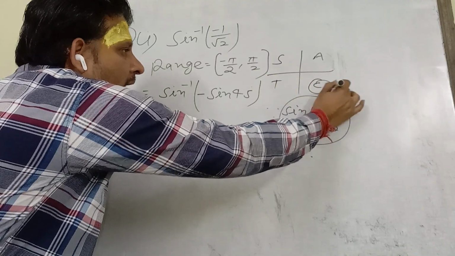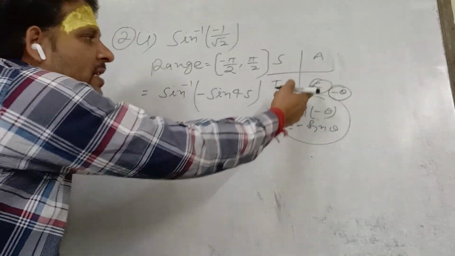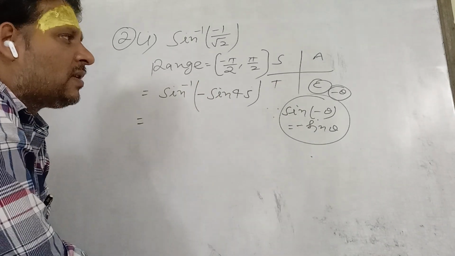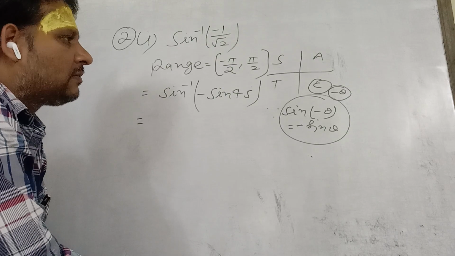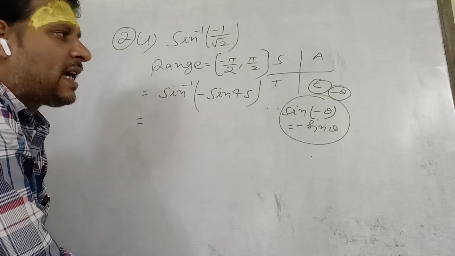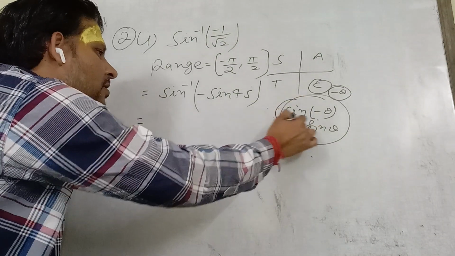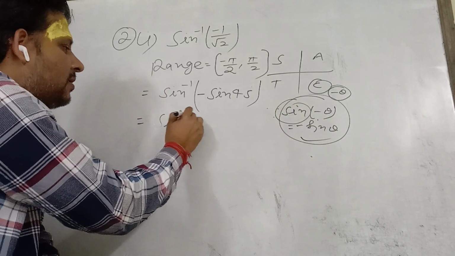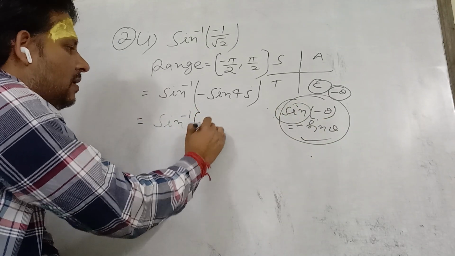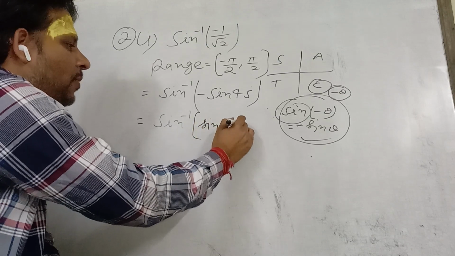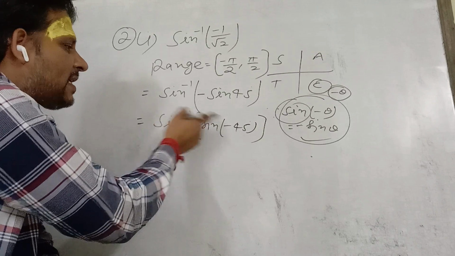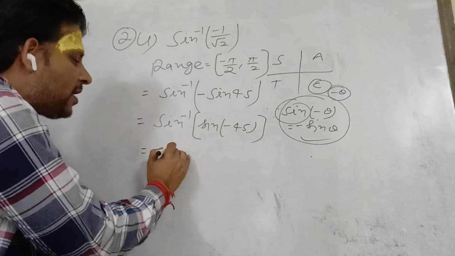Here the minus theta angle lies in the fourth quadrant, where cos and sec are positive, but every other trigonometric function except cos and sec is negative. So this is the sine, so this is the minus sin theta. So we write here sin inverse sin minus 45 degree. So this and this both cancel here. Remaining is minus 45 degree.